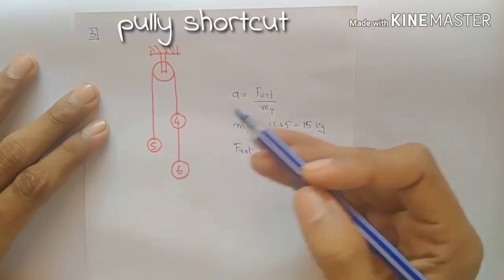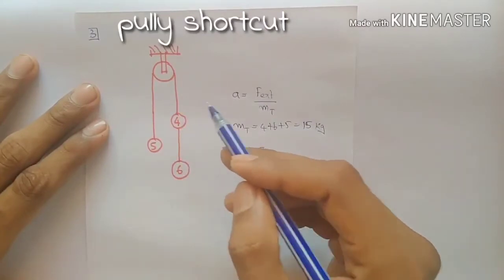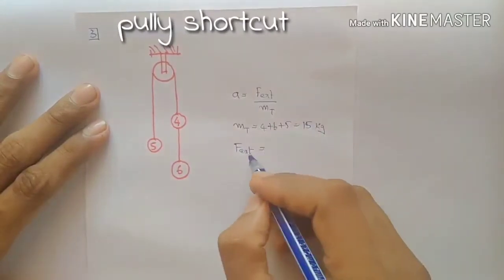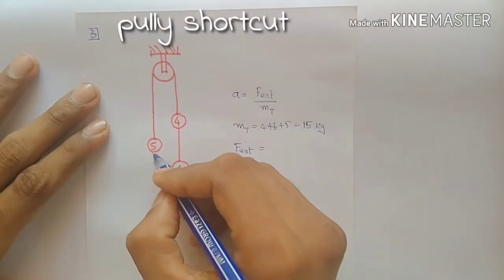Tension, is it an external force or an internal force? Tension is actually an internal force. That's why we are not drawing the diagrammatic representation of tension initially. We have to find the net external force. In order to find the net external force, let's start from here.